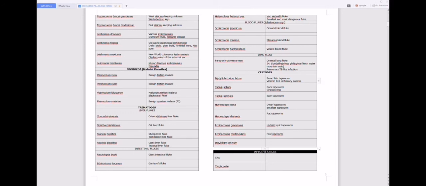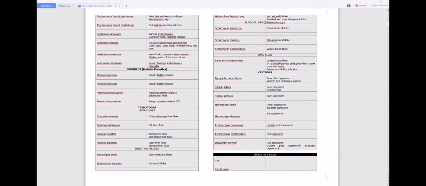Okay? Then Dipylidium caninum, dog tapeworm, and double pore tapeworm or pumpkin seed tapeworm. Why is it called double pore tapeworm? Kasi yung mga segments niya, there are 2 genital pores. Usually kasi, ang genital pores, 1 lang per segment. But Dipylidium caninum, dog tapeworm, has 2 genital pores. Okay? So that's all for the common names.